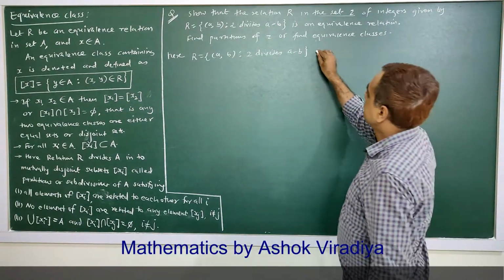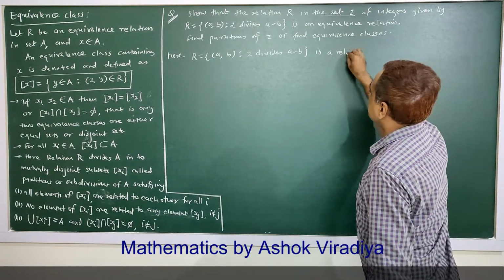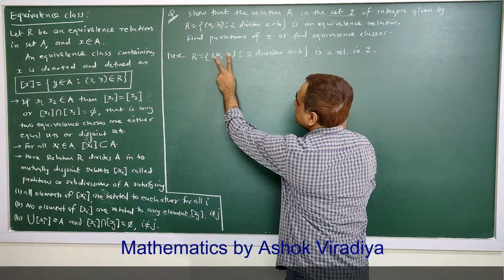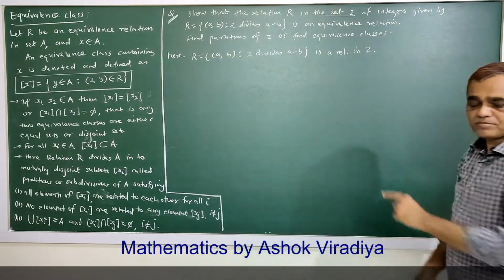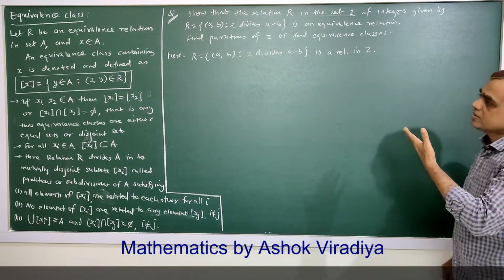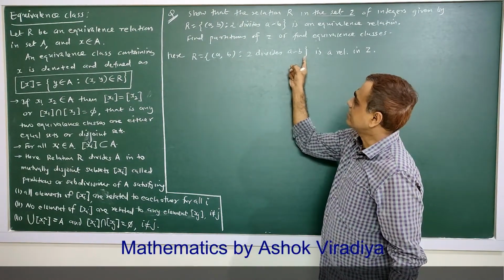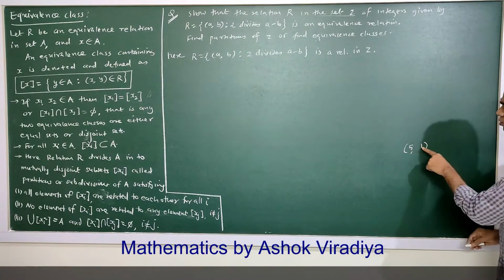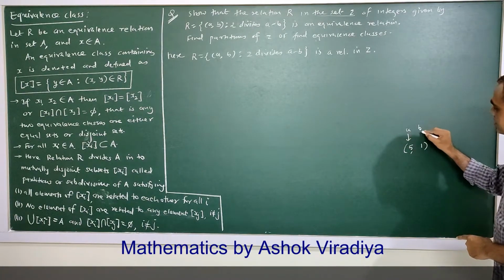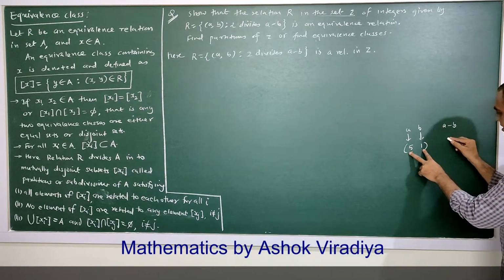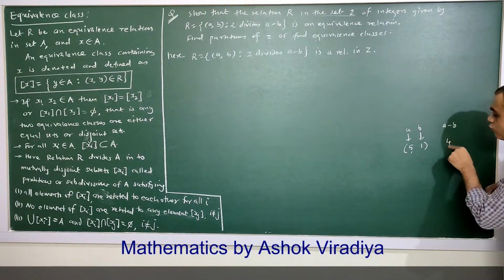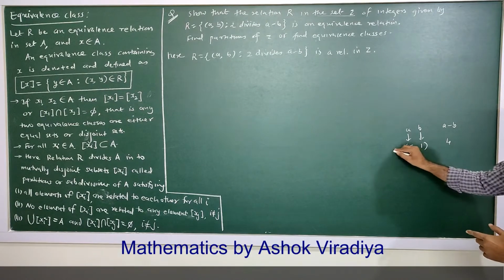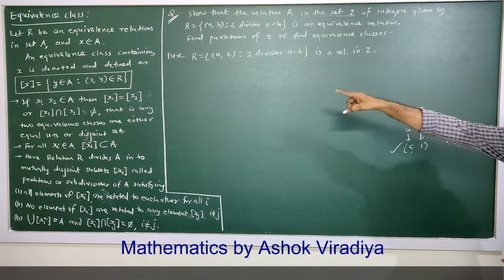So this is a relation in the set Z. It is a relation in Z, so a and b are any integers. a and b we will be taking from Z. So here the condition is that this is an ordered pair such that 2 divides a minus b. That means, say if I take, suppose, (5, 1), a is 5, b is 1. Now check a minus b. So a minus b is 4, and 2 divides 4. So the condition is satisfied, 2 divides 4. Therefore (5, 1) is in this relation R.